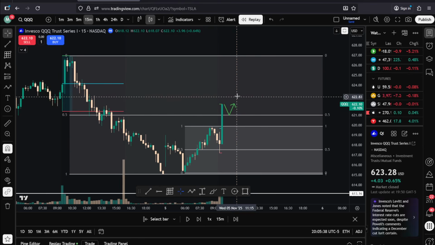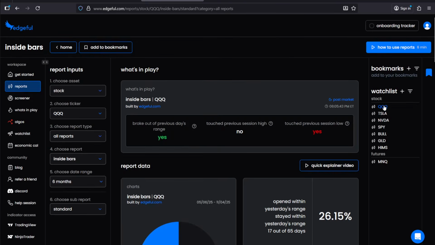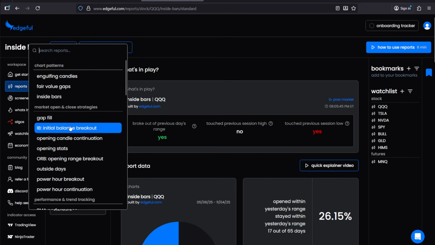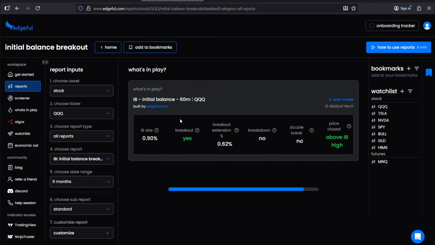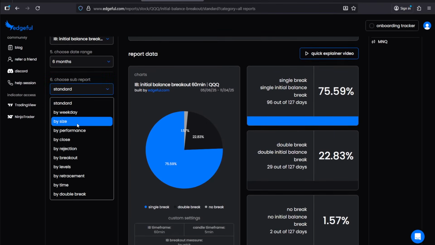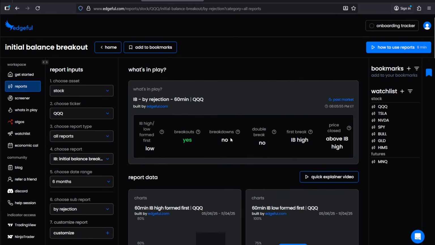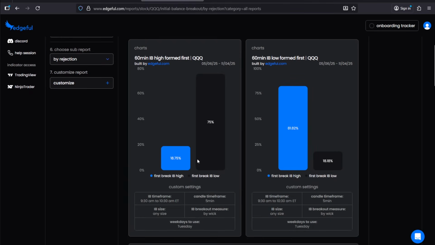And the reason that we were targeting the equal high is because going over to Edgeful yet again, we go to QQQ, we go to the initial bounce breakout, and we note the stats that say, going over to the buy rejection report on the initial bounce, we note the stats that say when the low or high is formed first, this is the outcome of the high or low being taken first.